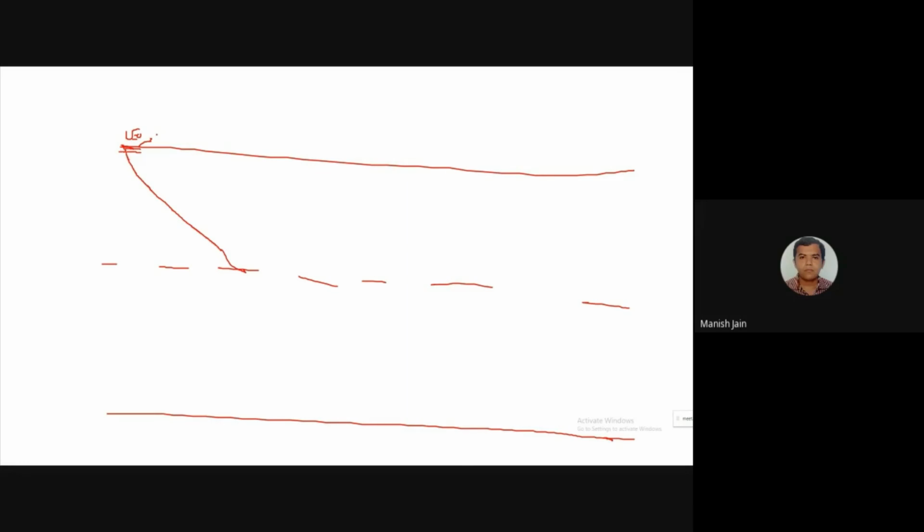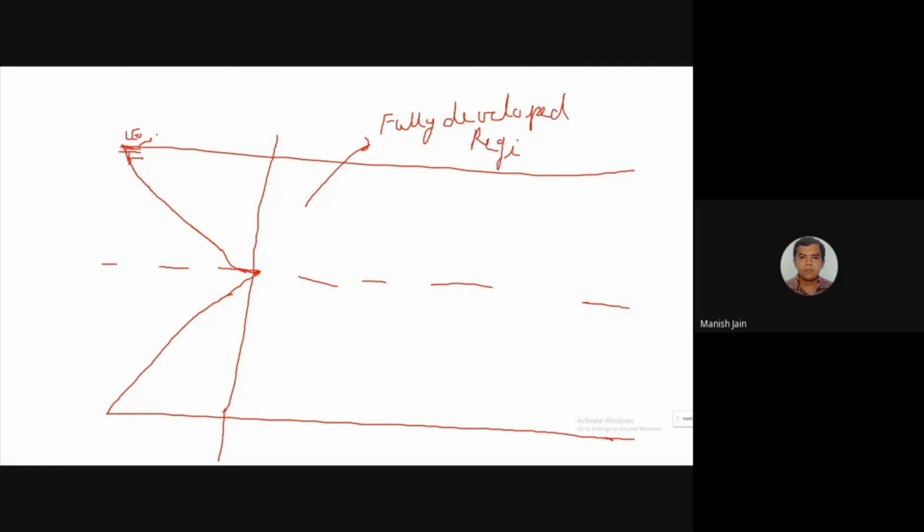So this layer will drag another layer, this layer will drag another layer, then another layer will drag another layer. So you have the region where you have the developing boundary layer. This is called the boundary layers. This is the developing boundary layer. When both boundary layers merge, you have the fully developed region. This is the fully developed region. And this is the developing region.